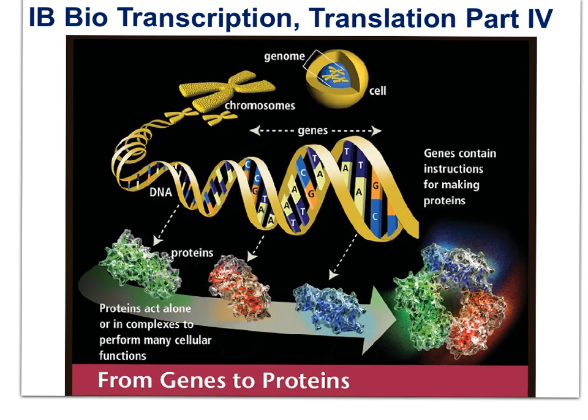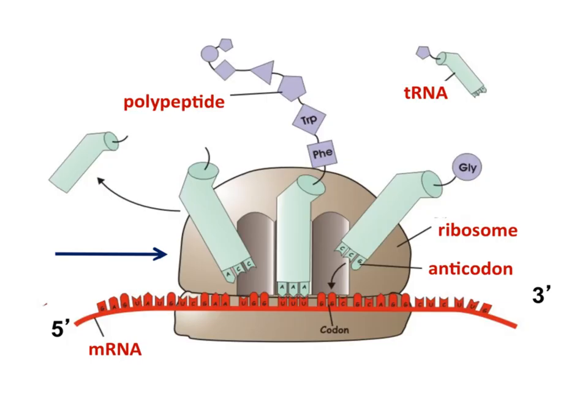IB Biology Transcription and Translation Part 4 will pick up right where we left off in Part 3, with a focus on translation. The essential idea is that information transferred from DNA to mRNA is translated into an amino acid sequence. Here's a nice image that displays the 3 sites on the ribosome.